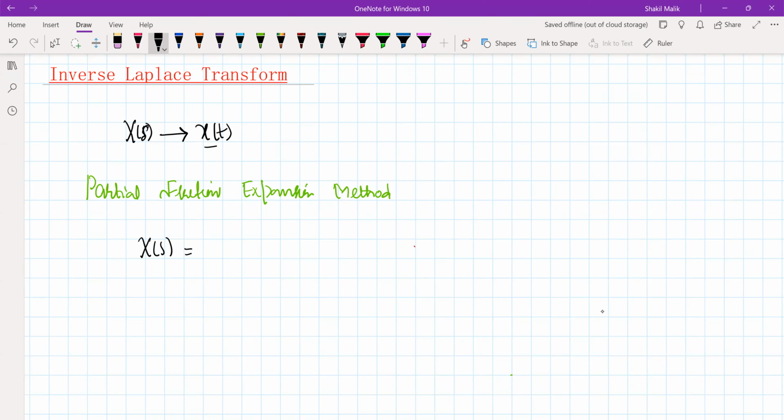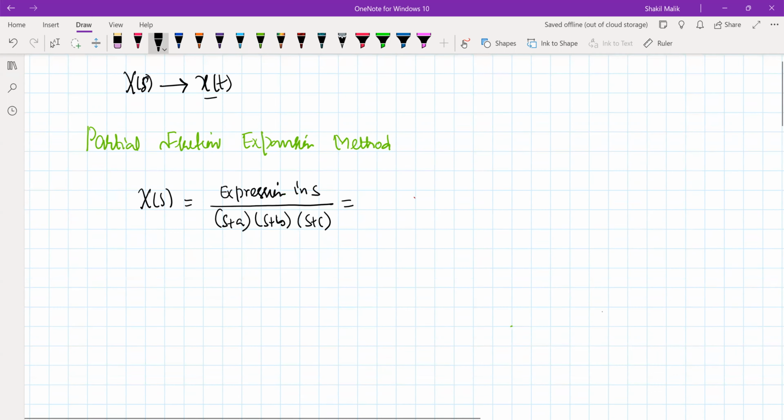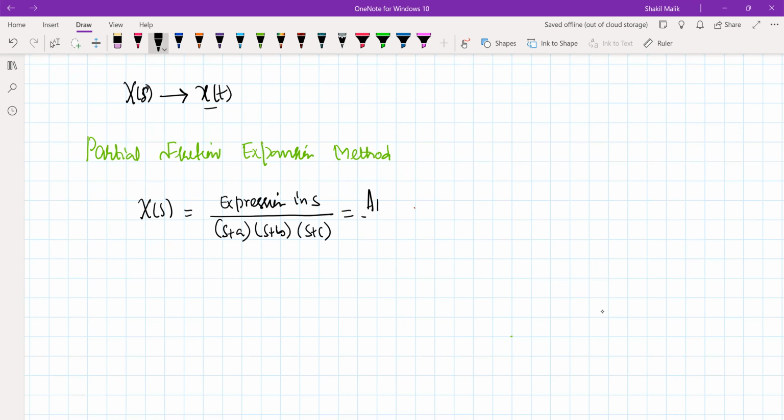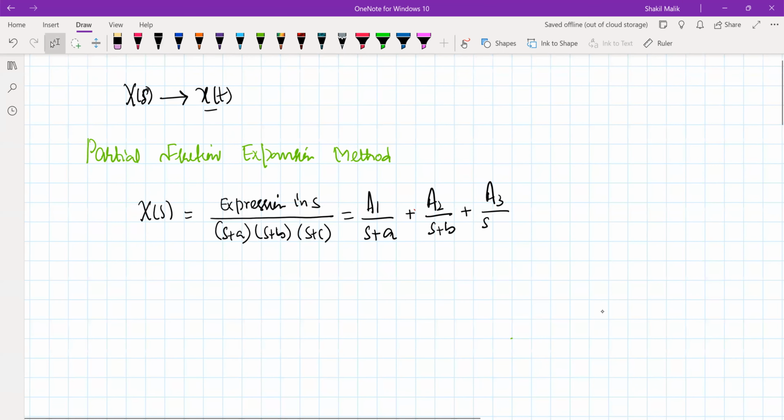Suppose we have some expression in s, and we have terms like 1 by (s+a), 1 by (s+b), (s+c), and so on, depending upon the order. So depending upon the order of this X(s), we'll have terms like this. What we do in the partial fraction method is simply write it as A1 by (s+a) plus A2 by (s+b) plus A3 by (s+c). And our goal in the partial fraction expansion method is to find A1, A2, and A3.